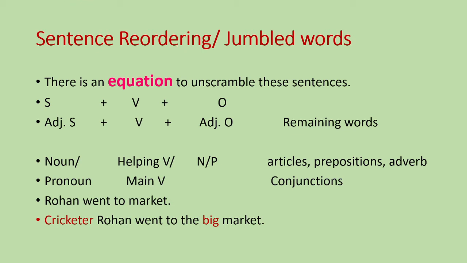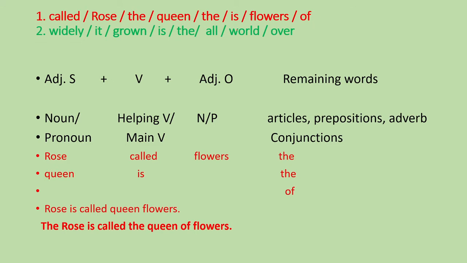So that means it is according to the equation that we have formed. Now let's try to unjumble the words. Suppose this is the question. First very basic questions, and after that we'll move on to the complex ones. So the first one: called rose the queen the is flowers of. Those who have practiced a lot can just see the sentence and know the answer. But for the beginners, let's try to solve it according to the equation.